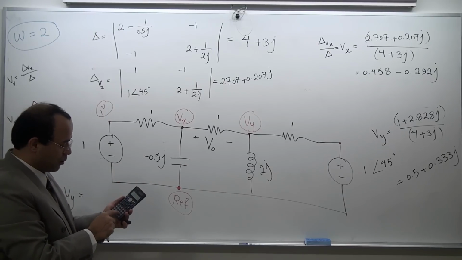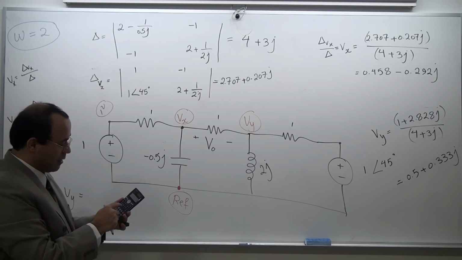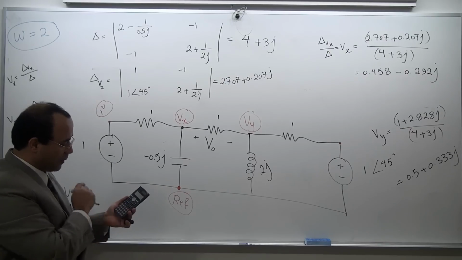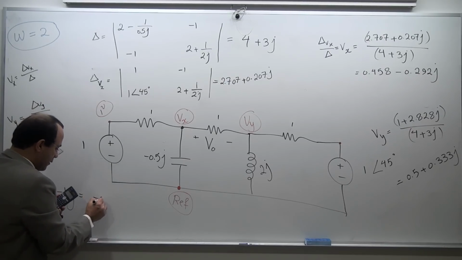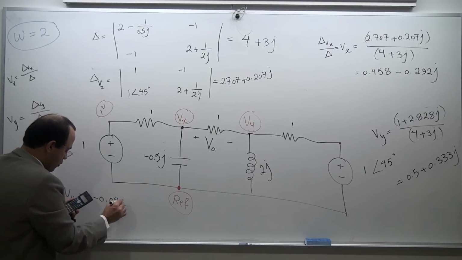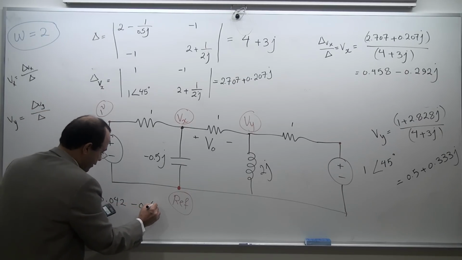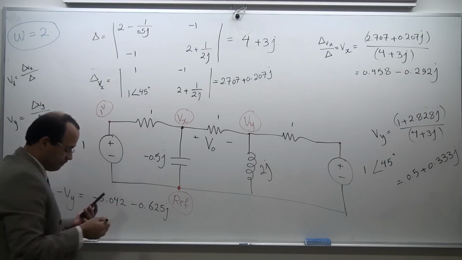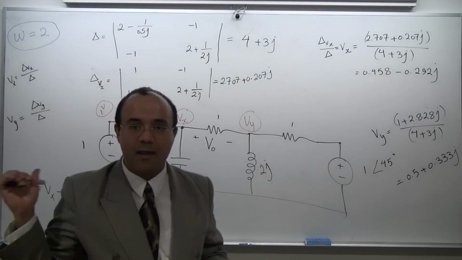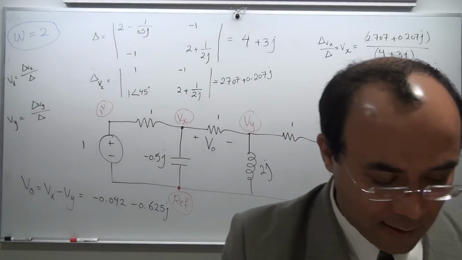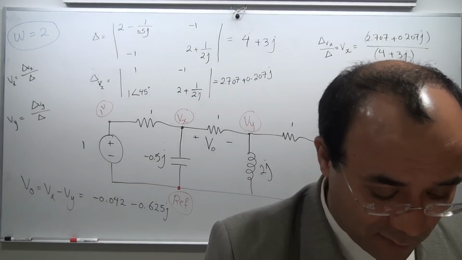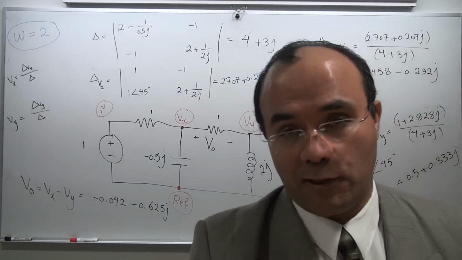0.5 plus 0.333J and close bracket, give me the result, minus 0.042, and then shift equal sign, minus 0.625J. I'm going to keep an eye on this. That's a nodal, and I want to see if I get the same answer when I do it in mesh.